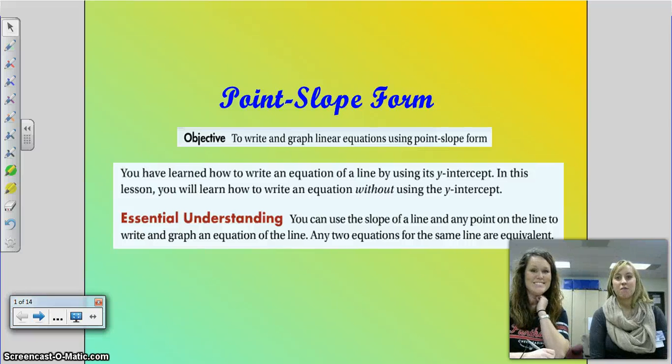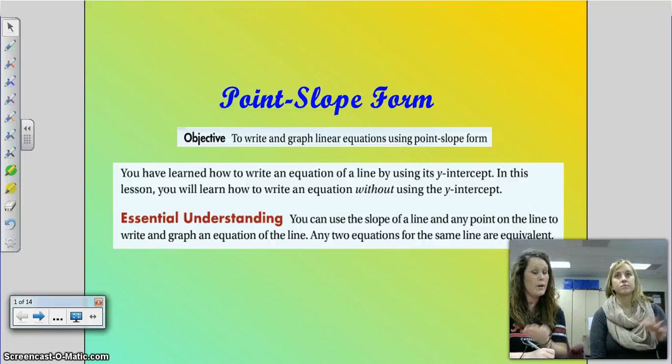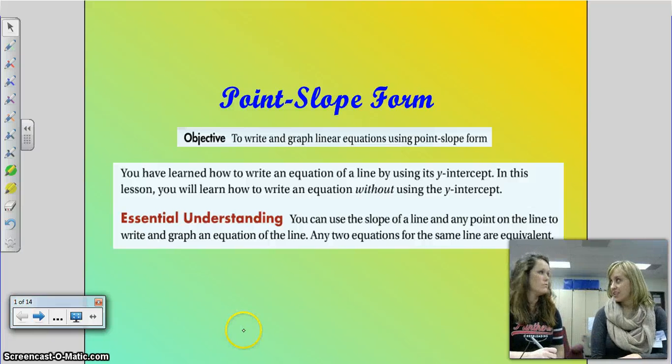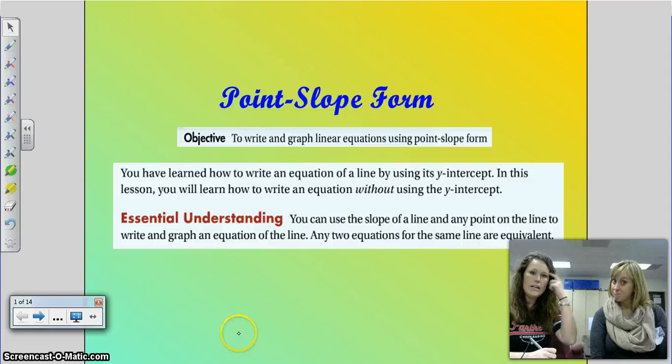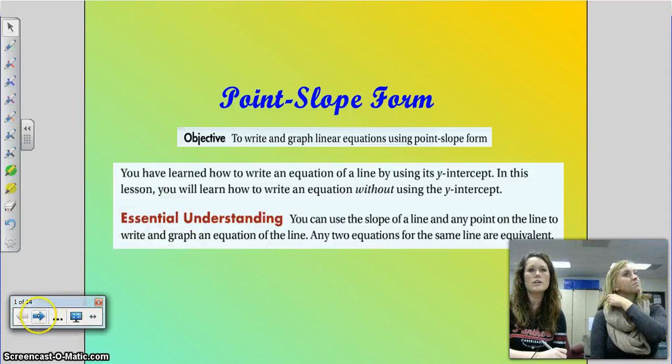Hey guys, point slope form. Again, we've done slope-intercept form where it gives us the slope and the y-intercept. Here, I think they give us the point and the slope. Ding, ding, ding. There you go. All right, so let's look at what it looks like.